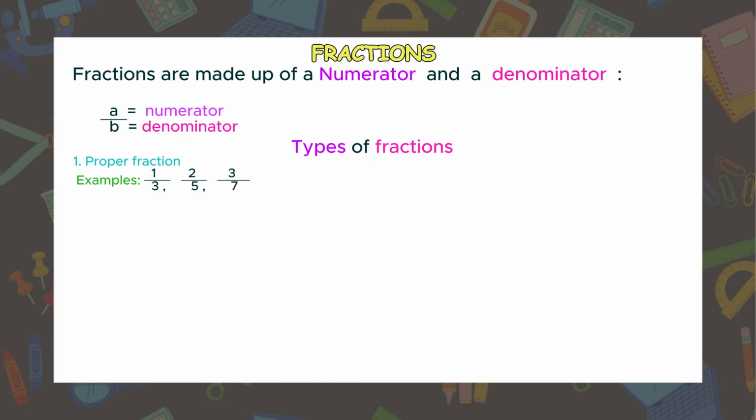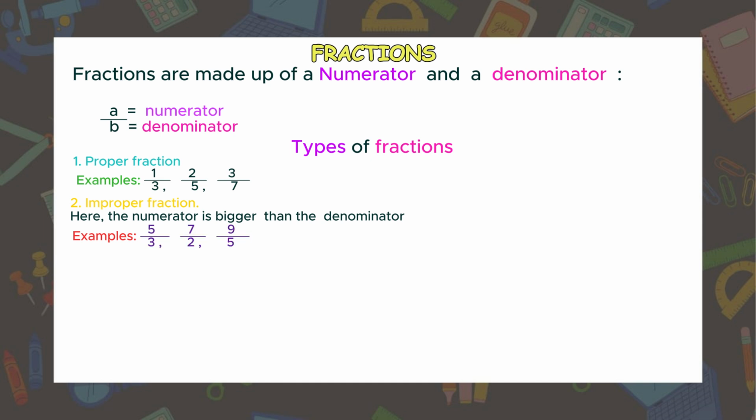Then the second one is improper fractions. Here, the numerator is bigger than the denominator. The numerator is bigger than the denominator. Here we have 5 over 3. Examples of improper fractions: we can have 7 over 2, we can also have 9 over 5. All these ones are examples of improper fractions.